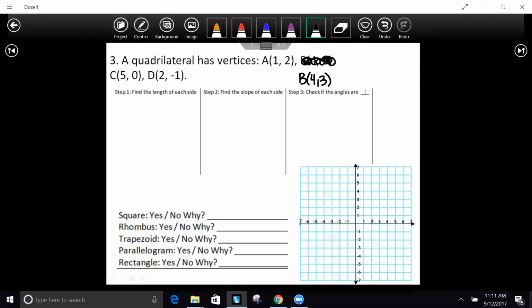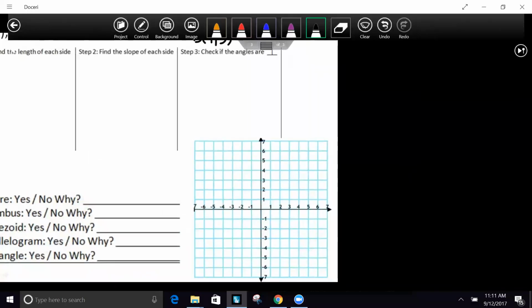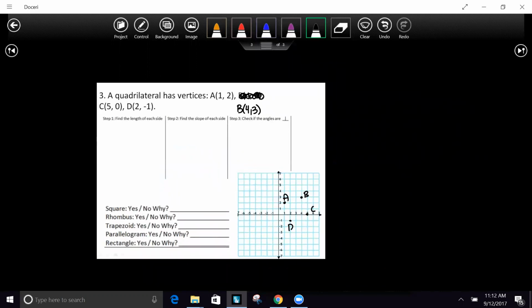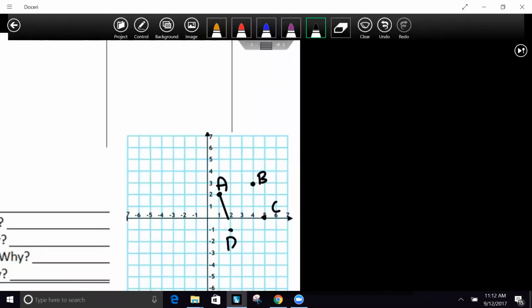B, square. Are we 100% for sure? No, I haven't finished yet. 1, 2 is at A, 4, 3 is at B, 5, 0 is C, over 2, down 1 is D. We want to be able to connect our points.